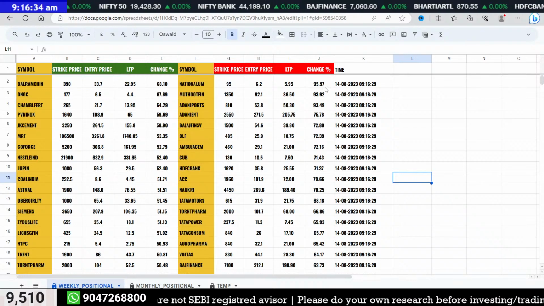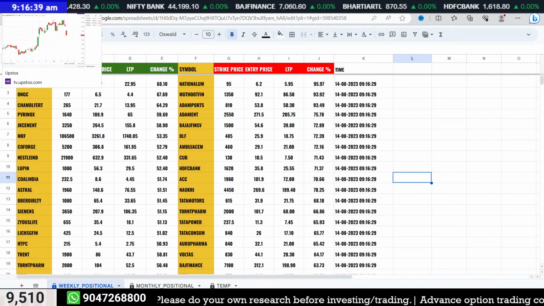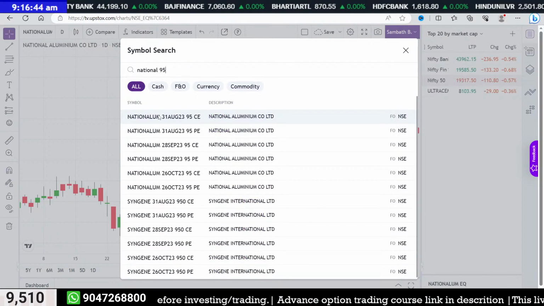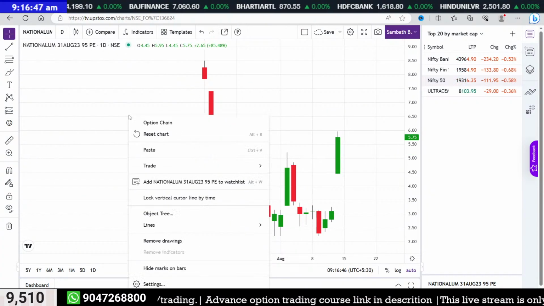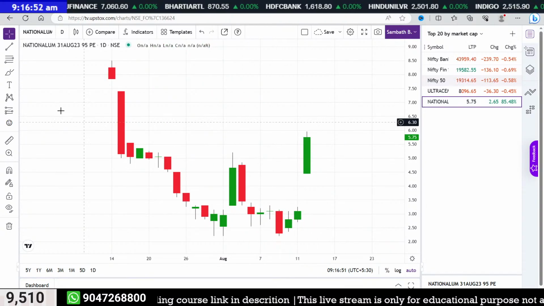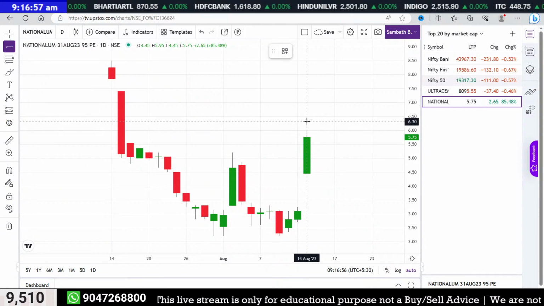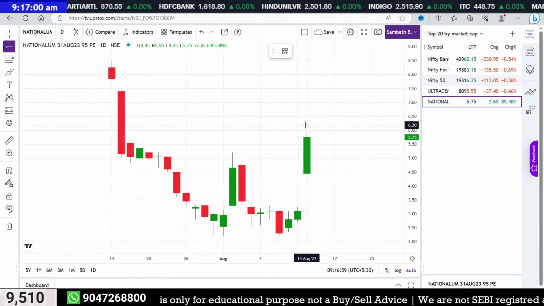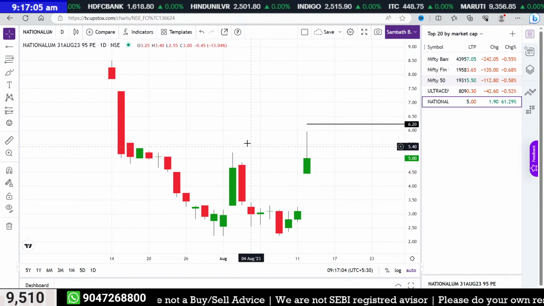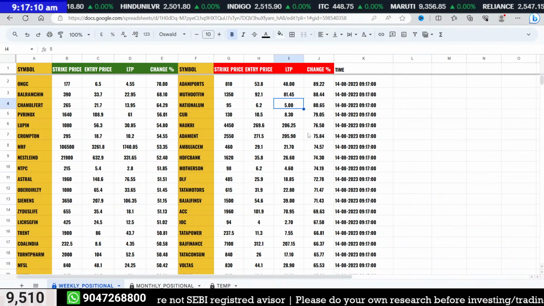And look at this, National Aluminum 95 put option around 6.2. Okay, so National Aluminum 95 put option, only above 6.2. That should be a breakout, but if it breaks before 9:30 we are ignoring it, and we will wait for 6.20. Look at this. This is the reason we are not focusing on any stocks which trigger before 5 rupees. Now National Aluminum, yeah, perfect.